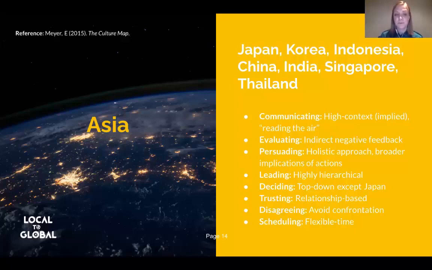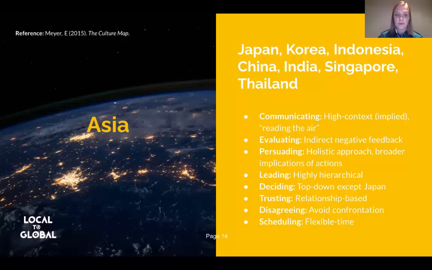Deciding, for example, in Japan, they have a ringi system, which is hierarchical but ultra-consensual. Low-level managers discuss a new idea among themselves and come to consensus before presenting it to managers one level higher. And they even have a proposal document and software for this.